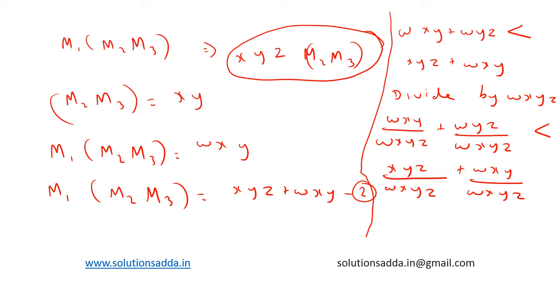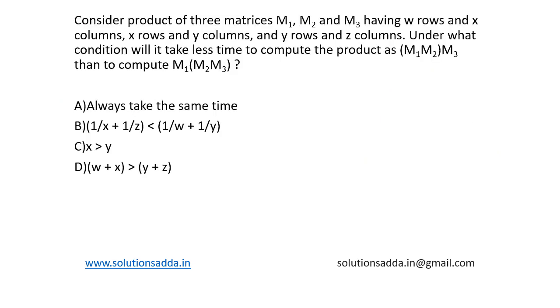This will give us a value of as follows, that is, 1 by Z plus 1 by X is less than 1 by W plus 1 by Z, and going by the options, option B is the correct answer.